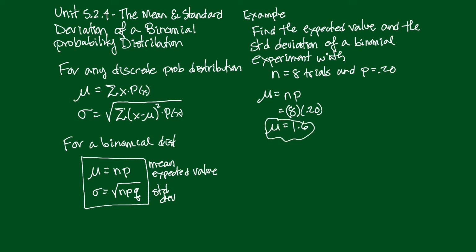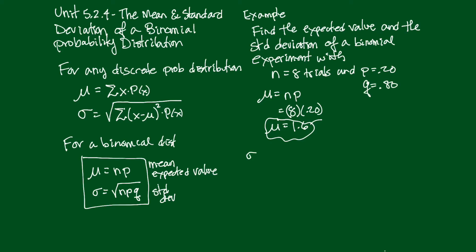Now see if that makes any sense. Just intuitively, you're going to do something 8 times, and there's a 20% chance something's going to happen. So 20% of those 8 times is what we would expect for that something. 20% of 8 is 1.6. So the formula tends to make some intuitive sense.